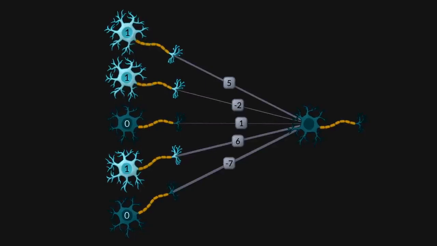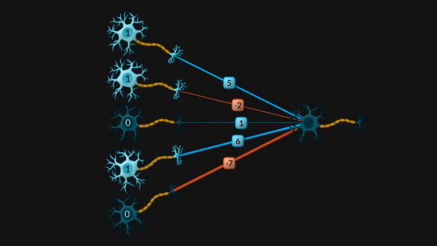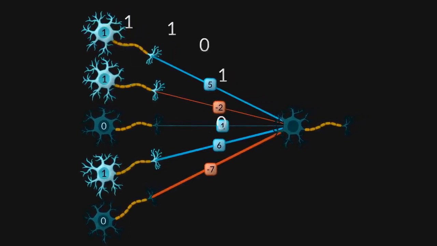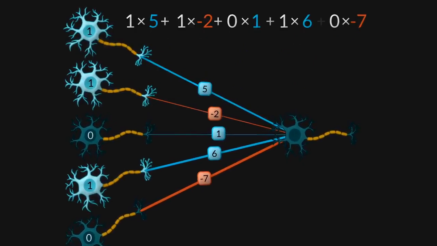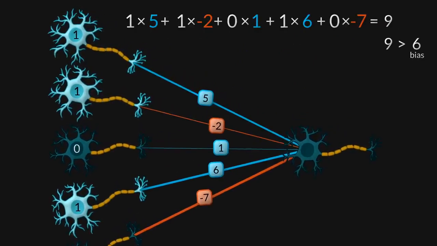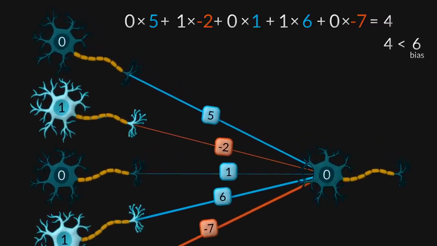Some connections are excitatory, so they have positive weights, while others are inhibitory, so they have negative weights. And the way to figure out whether a particular neuron fires is to take the activation of each input neuron and multiply by its weight, and then add these all together. If their sum is greater than some number, called the bias, then the neuron fires. But if it's less than that, the neuron doesn't fire.